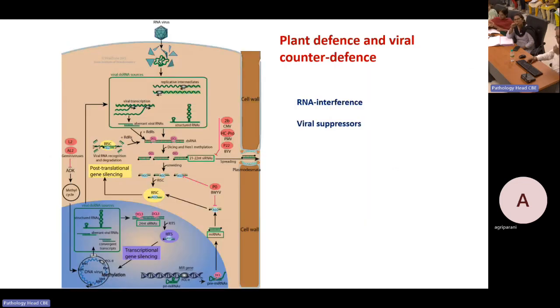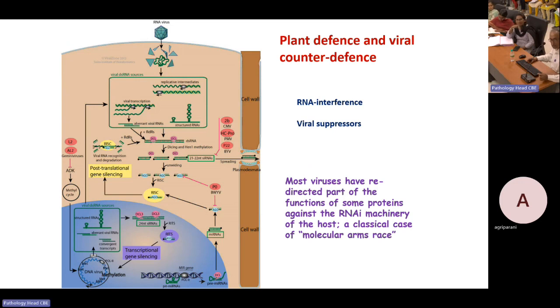RNA interference is an antiviral strategy in plants. But viruses also have proteins which suppress the antiviral response. We call them the viral suppressors. What most virologists feel is that viruses have redirected part of the functions of some proteins against the RNA machinery. So it's a classic case of a molecular arms race. That means the virus infects and the plant starts the resistance mechanism, and then the virus starts the anti-resistance mechanism. So it's basically something like an arms race.